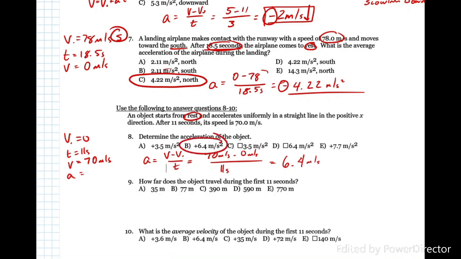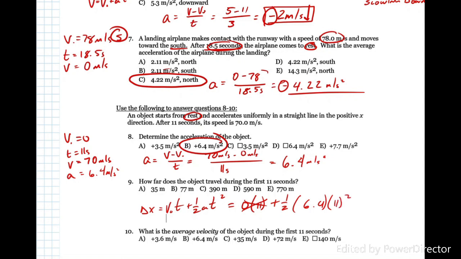Those little boxes are for negative. How far does the object travel in this 11 seconds? Now I need the displacement. Since I have all my numbers, it's convenient just to do the equation: v0t plus 1/2 at squared. So it's 0 times 11 seconds. That whole thing is 0 plus 1/2 times 6.4 times 11 seconds quantity squared. So 1/2 times 6.4 times 11 squared. It's about 390 meters, so 387 is what I got in my calculator.